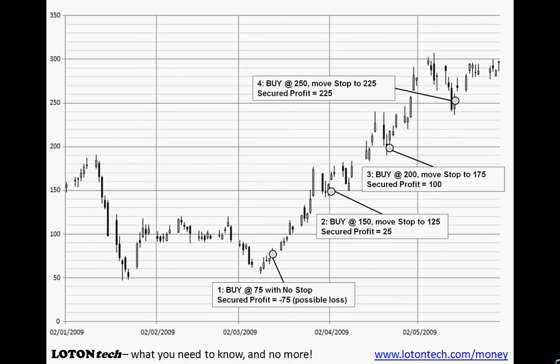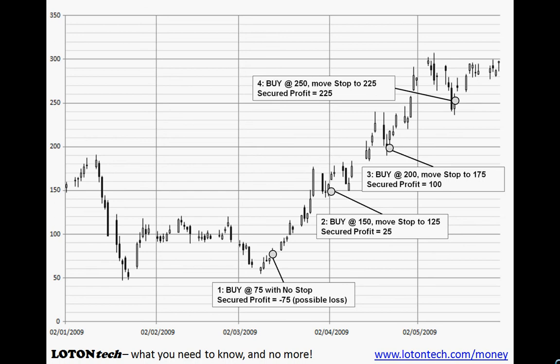I can do the same thing again. Watch the price rise and then fall back to a level of 200. Make an additional investment and move all of my stops on the original position and my second position and my third position, move all of those stops to a level of 175. Now, when I do the maths, I can figure out that if all my stop orders trigger, at that point I'll walk away with a profit of 100.